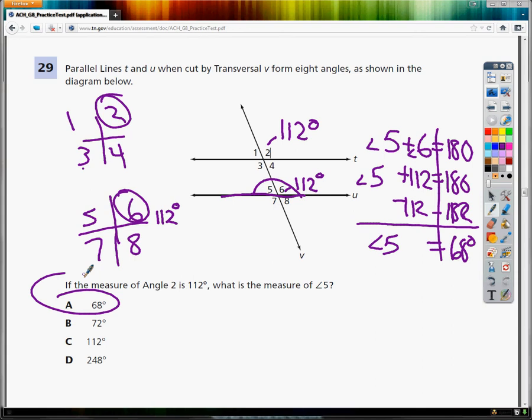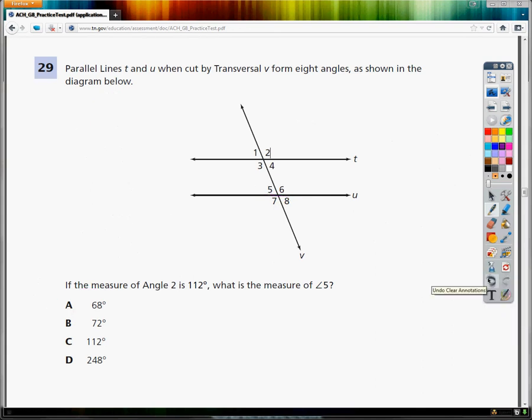What if you don't want to do it that way, you want to do it another way? There's plenty of ways to do this problem, so let's look at it again. In the same thing, angle 2 is still worth 112 degrees. We use vertical angles, and then we use the alternate interior angles, and from there we kind of figure out what the values are.